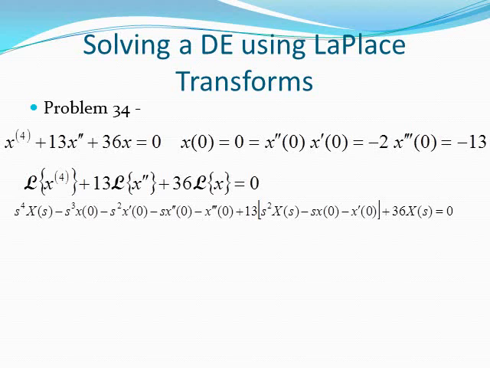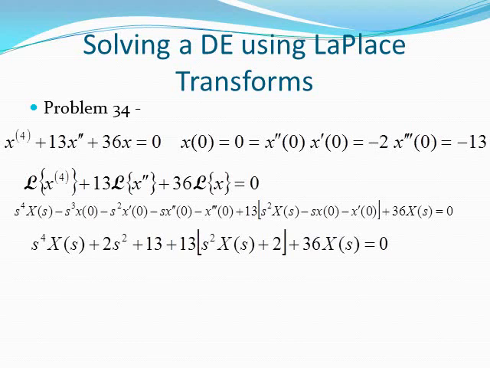Well, we're going to evaluate our initial conditions. We know that the position at t equals 0 of x is 0. The second derivative of x at t equals 0 is 0. We know the first derivative of x at t equals 0 is minus 2, and we know the third derivative of x at t equals 0 is minus 13. So we plug them all in, and we come up with this expression after we're done.